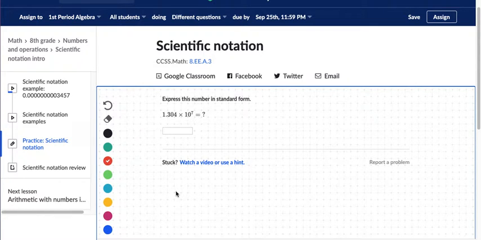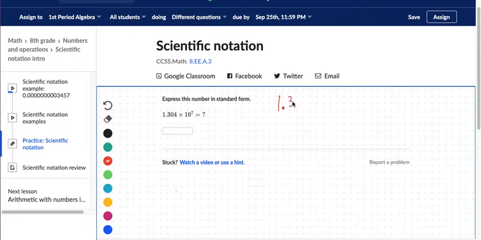All right, express this number in standard form. There's not enough scientific notation practice, if you ask me. 1.304 times 10 to the 7th in standard form, which means we get rid of this 10 to the 7th and we just have a big number. And remember, if it's a positive exponent, it's really big, or at least significantly big. If it's a negative exponent, we're going to go small. So this is a positive exponent, so we're going to make this number bigger.